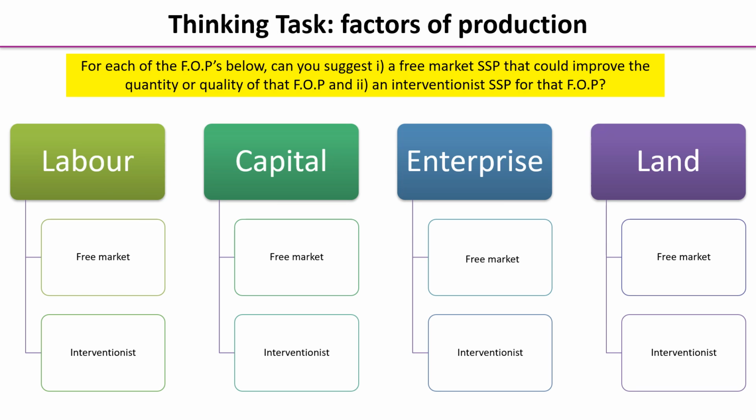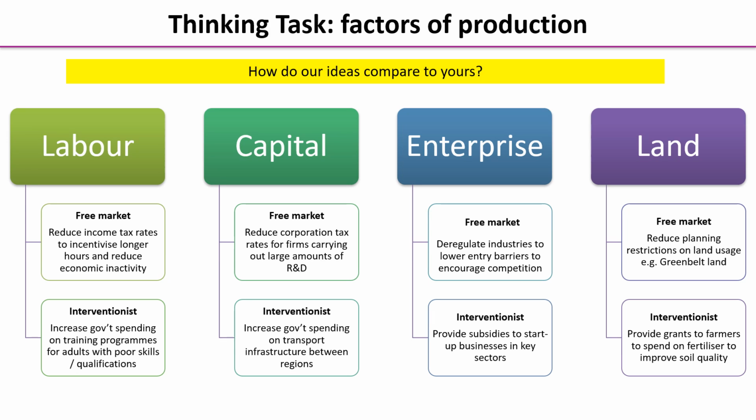So another thinking task for you, and a bit of a bigger one here, to probably take you a few minutes to do this. I want you to think about each of the 4 factors of production and suggest a free market supply side policy that could improve the quantity or the quality, and a second one which is an interventionist supply side policy. Pause the video now, take a few minutes to do this and then restart when you're ready. Right, welcome back. Let's see how your answers compared with mine.